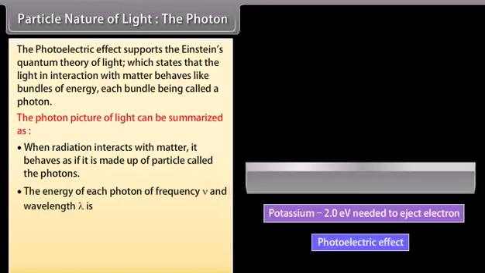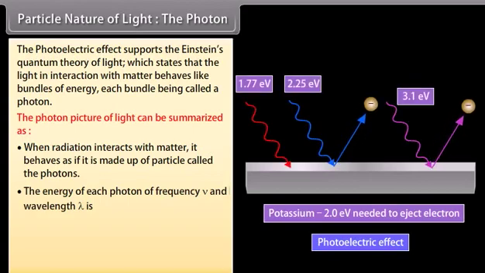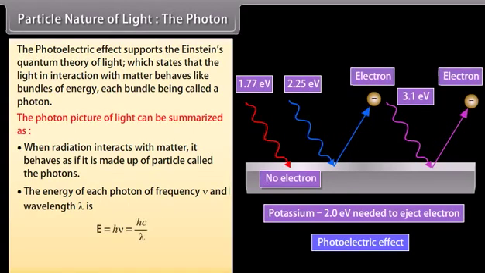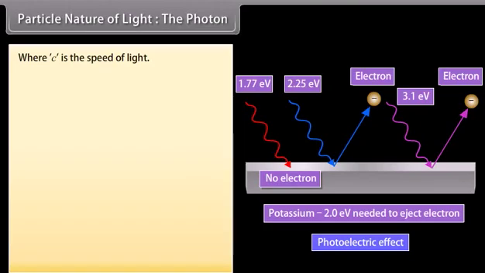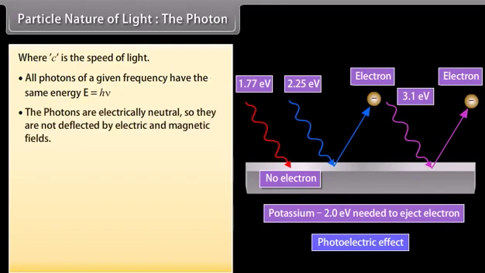The energy of each photon of frequency ν and wavelength λ is E equals hν, which is equal to hc/λ. The momentum of a photon p is equal to hν/c, which equals h/λ, where c is the speed of light. All photons of a given frequency have the same energy E, which is equal to hν. The photons are electrically neutral, so they are not deflected by electric and magnetic fields.